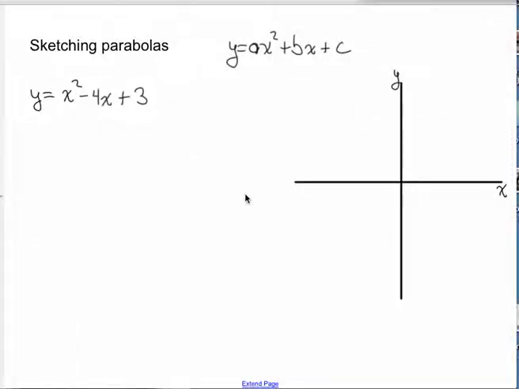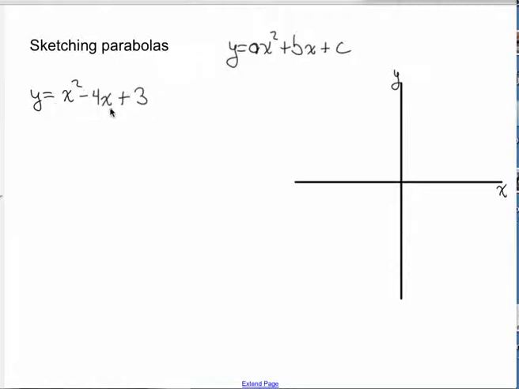Okay, let's talk about how to sketch a parabola of the form y equals ax squared plus bx plus c. Quadratics can be given to you in different forms, but let's look at how we can get a sketch using this form for starters. So here's an example: y equals x squared minus 4x plus 3.